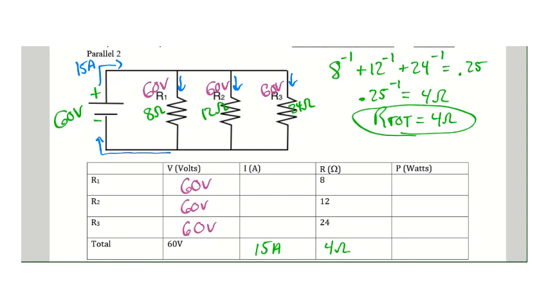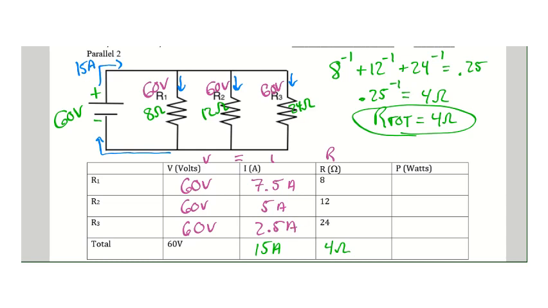And now we're going to go ahead and remember the layout of the chart, V equals I times R. So if we know voltage and we know resistance, we could calculate the current through each branch of this circuit. So let's go ahead and do that. So 60 divided by 8 is going to be 7.5 amps. 60 divided by 12 is going to be 5 amps. And 60 divided by 24 is going to be 2.5 amps.